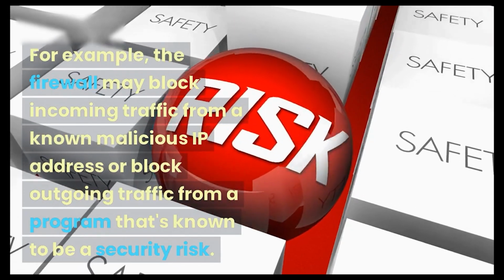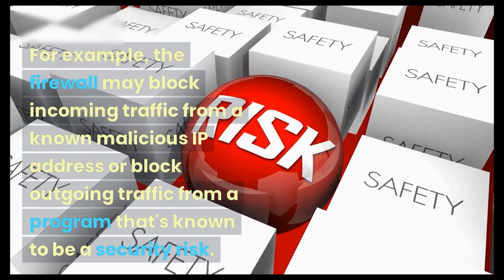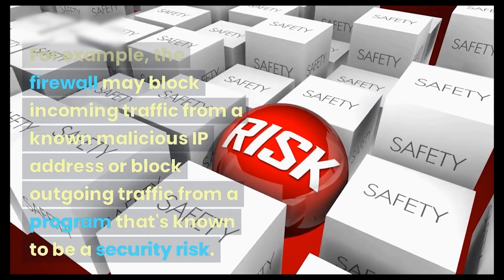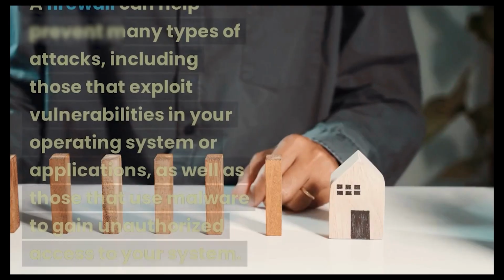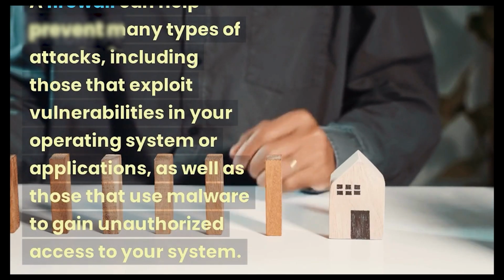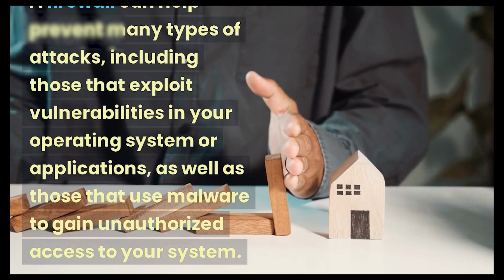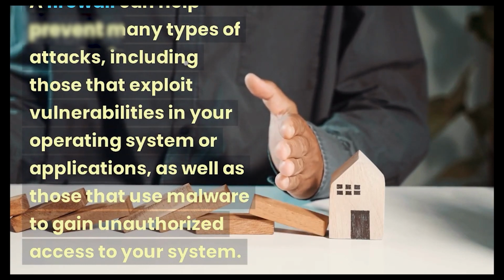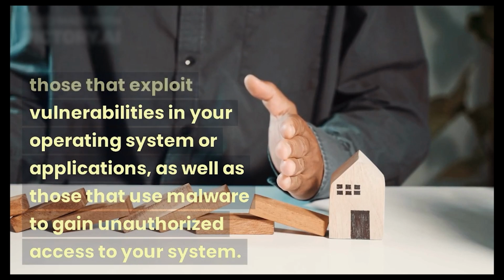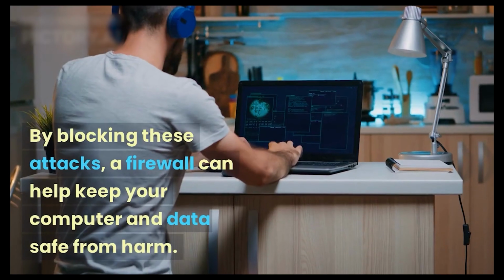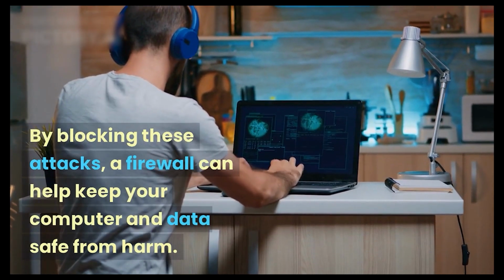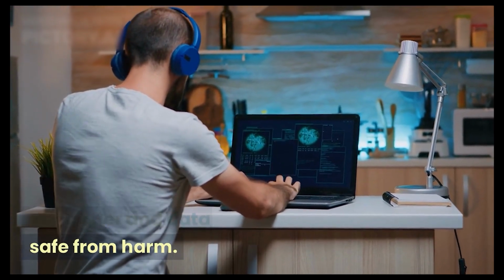For example, the firewall may block incoming traffic from a known malicious IP address or block outgoing traffic from a program that's known to be a security risk. A firewall can help prevent many types of attacks, including those that exploit vulnerabilities in your operating system or applications, as well as those that use malware to gain unauthorized access to your system. By blocking these attacks, a firewall can help keep your computer and data safe from harm.